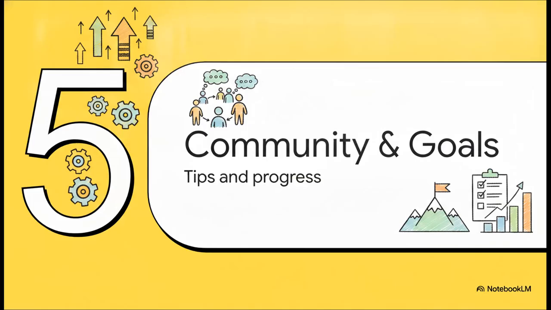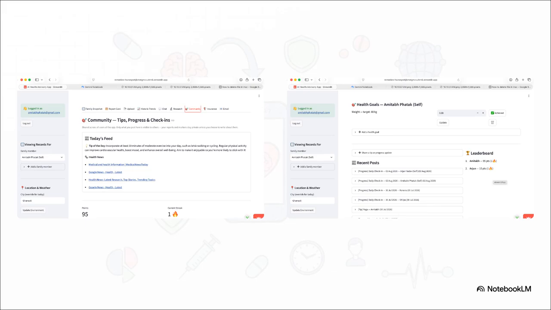Okay, Section 5, Community Tips and Health Goals. Because knowing is only half the battle, right? We have to turn that research into action. To do that, the app gives you two main ways to engage. First, there's a passive Today's feed, which gives you an AI-generated tip of the day and some curated health news links. But on the active side, you have health goals. You can set up countdown timers for event goals like a 5K race, or track metric goals like stepping towards a target weight. There's even a gamified leaderboard with points and streaks to keep you fired up and motivated.